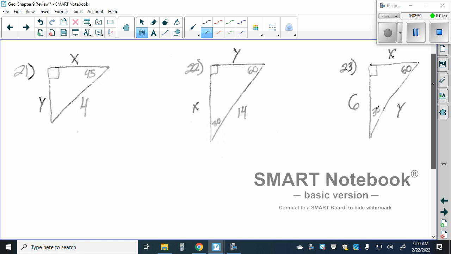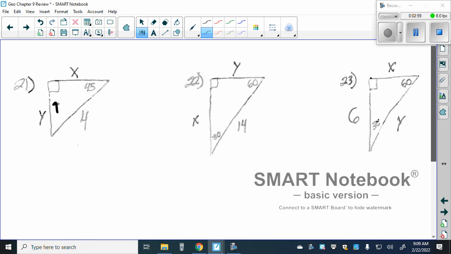Now, if we look at number 21, we do have a 90-degree angle and a 45, so it means the other angle has to be 45 degrees, which tells us that the value of x and y are going to be the same. Now, we can take the hypotenuse and divide by the square root of 2 if we're going by the shortcut. And if we do that, we would get 2 square root of 2.